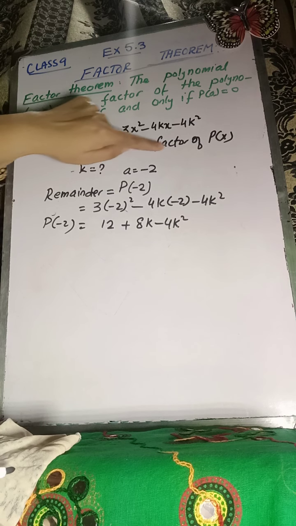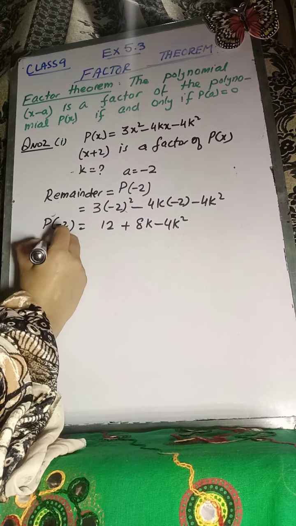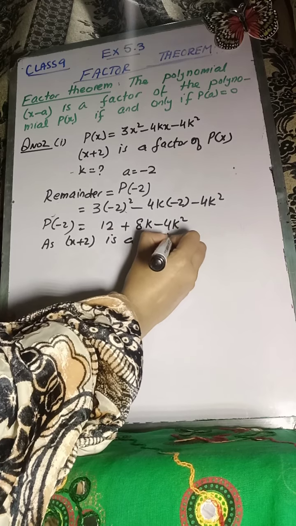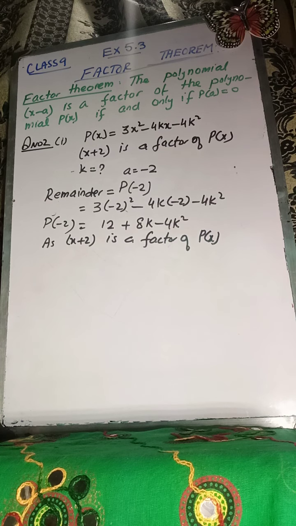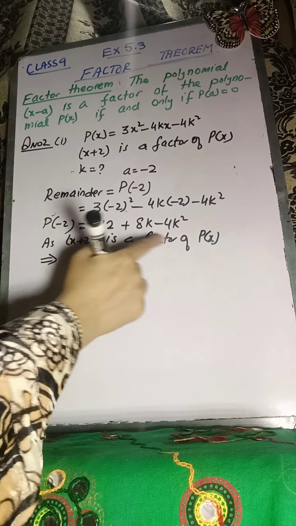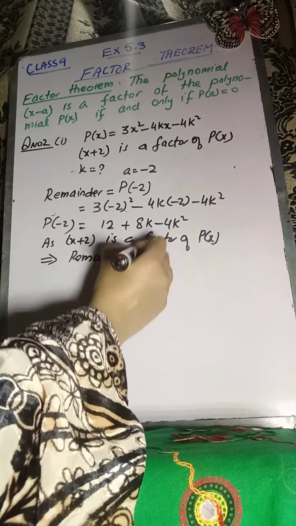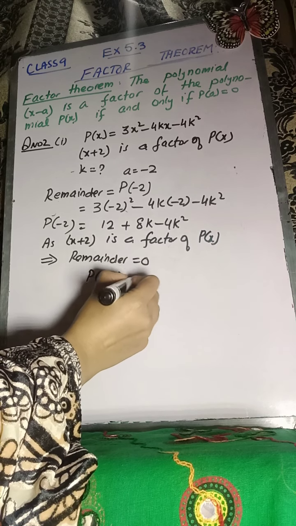Now we know that x plus 2 is a factor of this polynomial. It means that it should give a 0 remainder. As x plus 2 is a factor of p of x, it should give us a 0 remainder when p of x is divided by x plus 2. This means that as x plus 2 is a factor, therefore the remainder should be equal to 0. That is, p of negative 2 should be equal to 0.